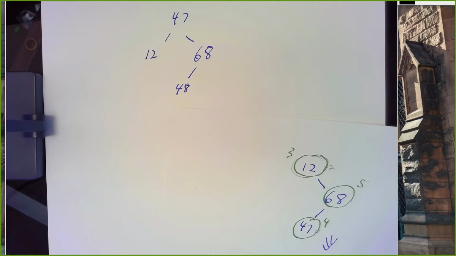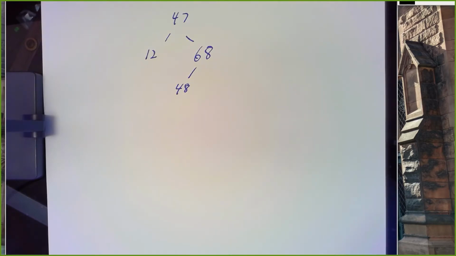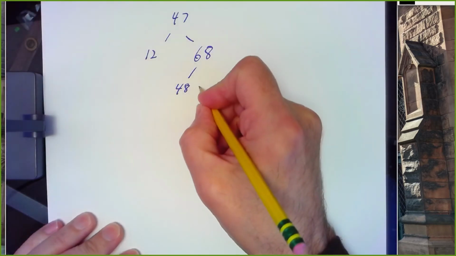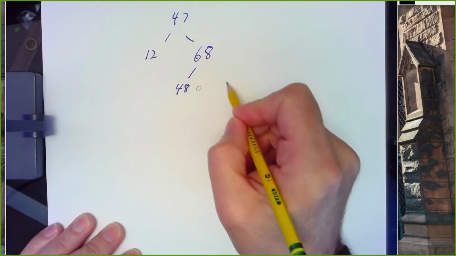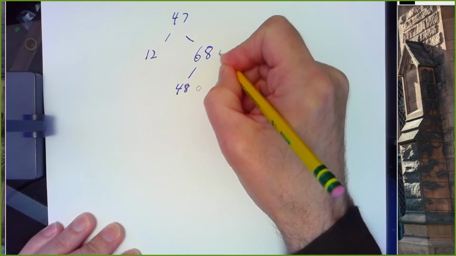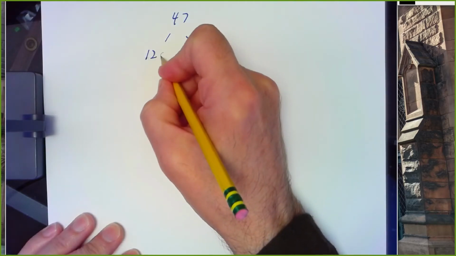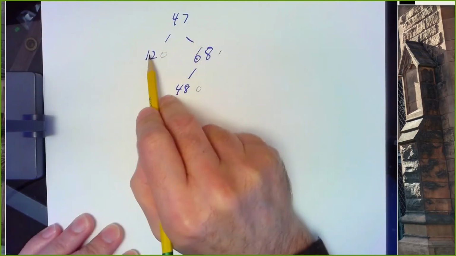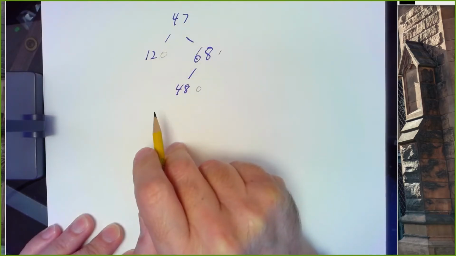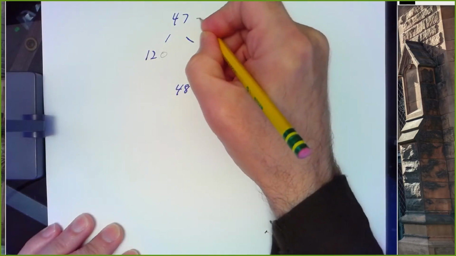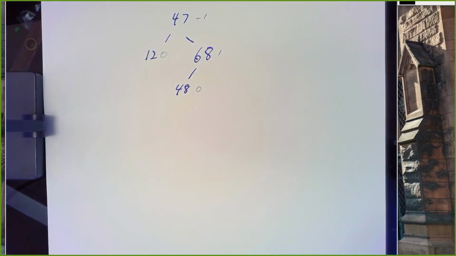Yes, excellent. So this node has no children, so the balance factor is 0. This has a height of 0 and -1, so balance factor of 1. No children, balance factor of 0. Left subtree height of 0. Right subtree height of 1. This has a balance factor of -1. So that's a balanced tree.